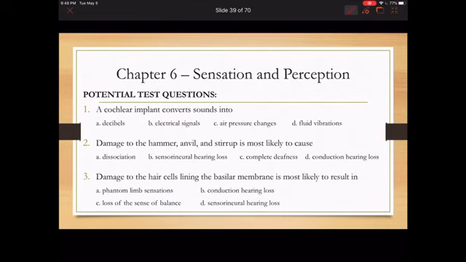A cochlear implant converts sounds into electrical signals. Damage to the hammer, anvil, and stirrup is most likely to cause conduction hearing loss. Damage to the hair cells lining the basilar membrane is most likely to result in sensory neural hearing loss.